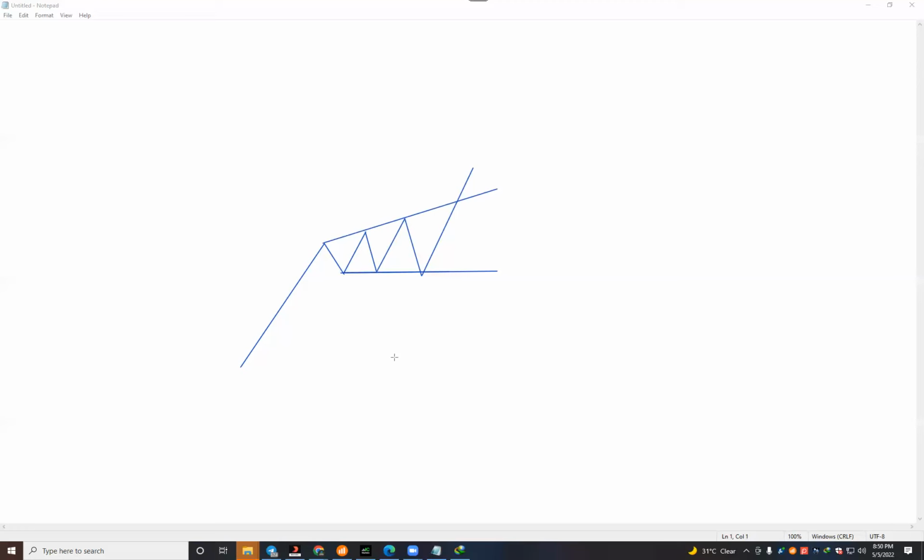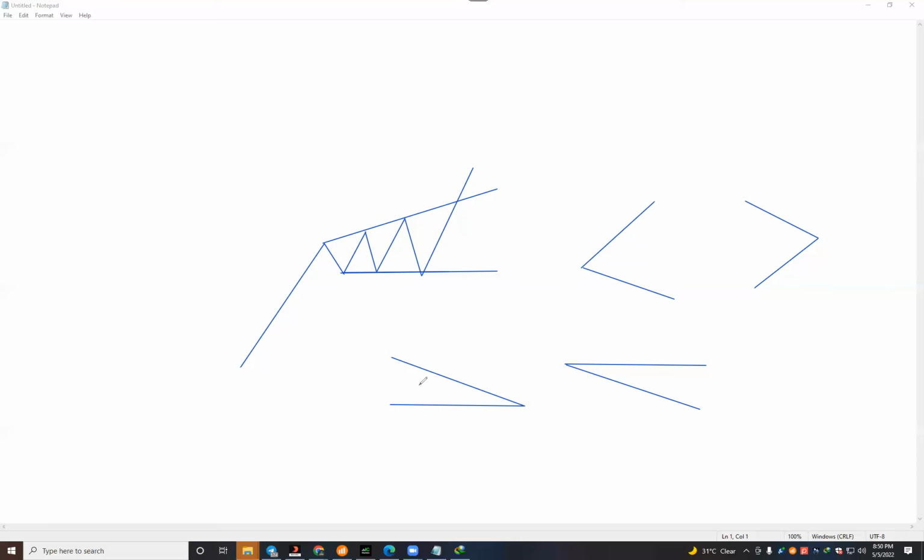Sometimes you will find this. Sometimes you will find this. Sometimes you will find these levels and understand. These all are different chart patterns. The chart patterns always give us an idea where the market will go.